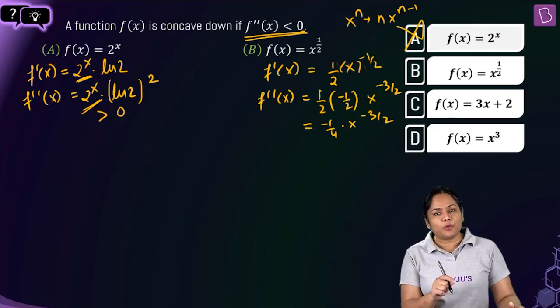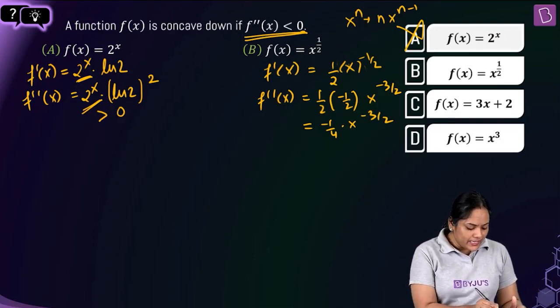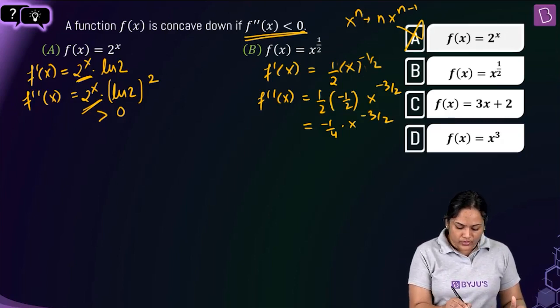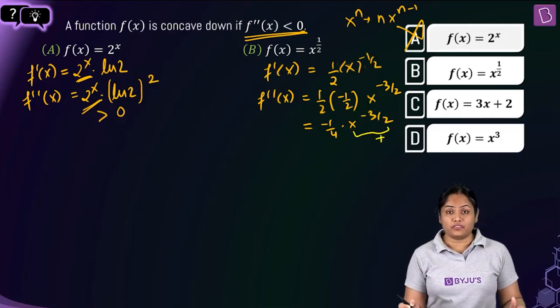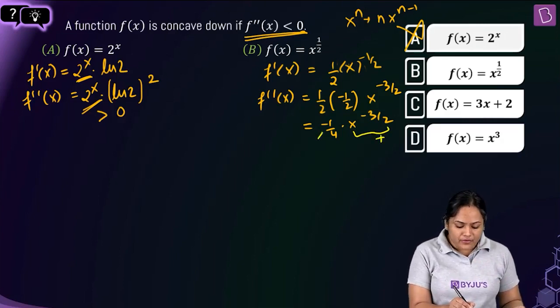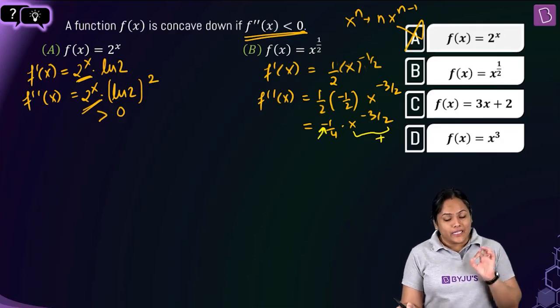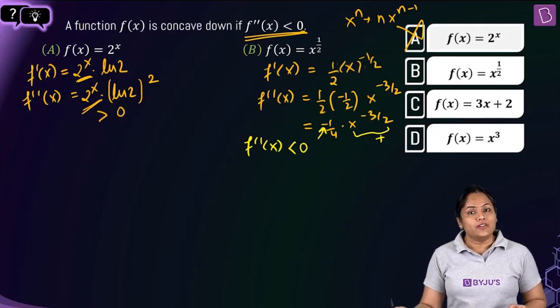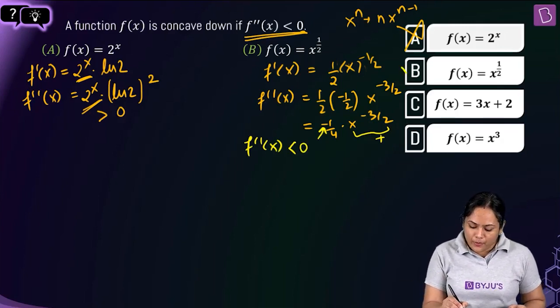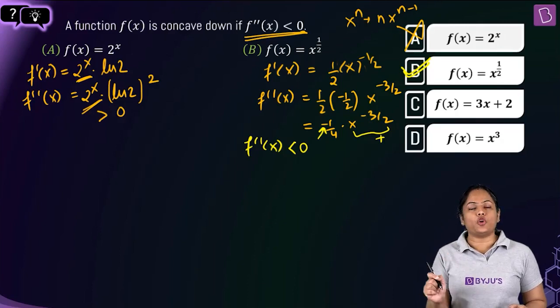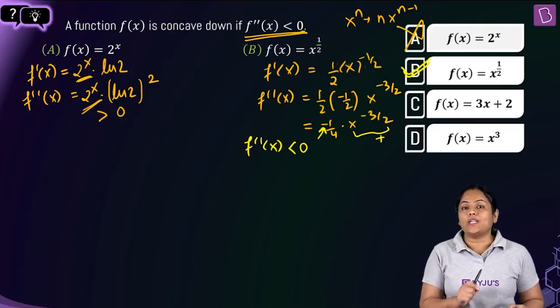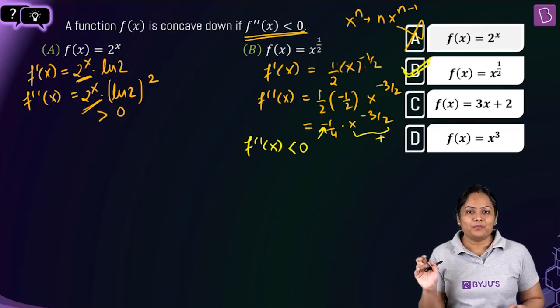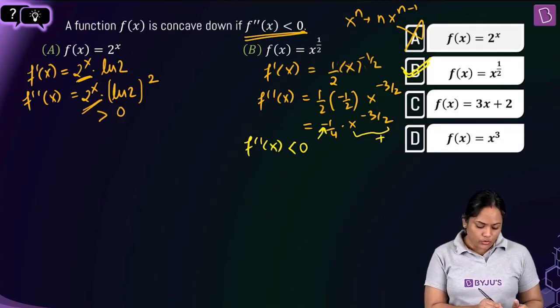Now whenever x is positive, I can say that x raised to minus 3 by 2, well, this quantity will always be positive, but I have a minus sign in front, therefore making the entire f double dash x less than 0. Right? So my B option has to be one of the correct options where it is concave down. And now we'll check 2 more options.